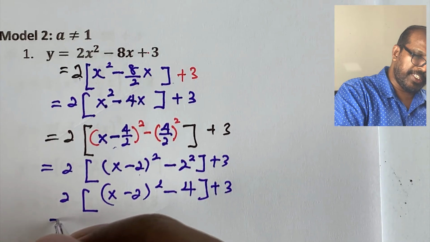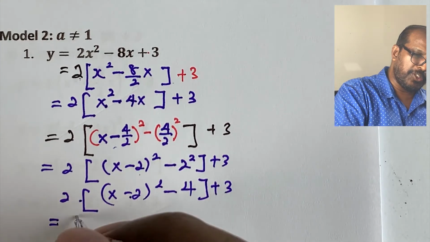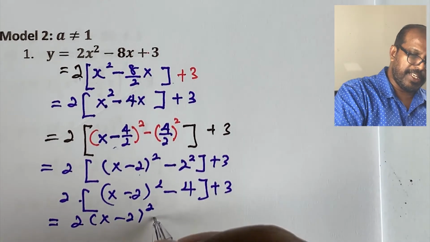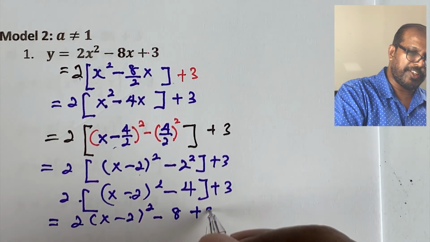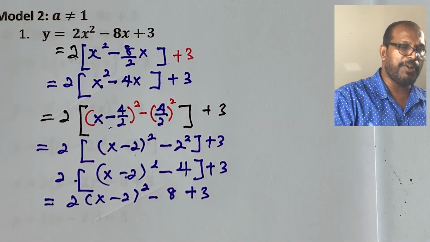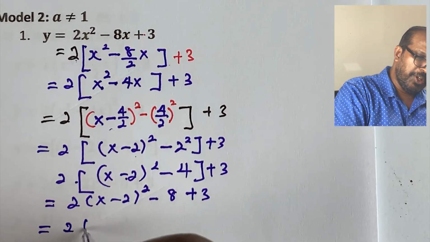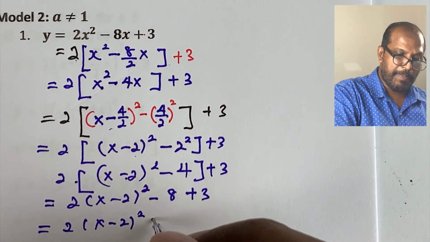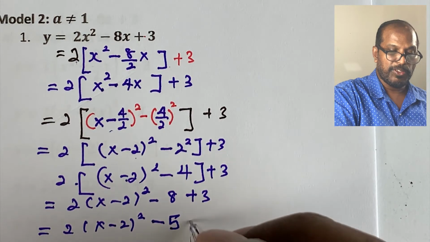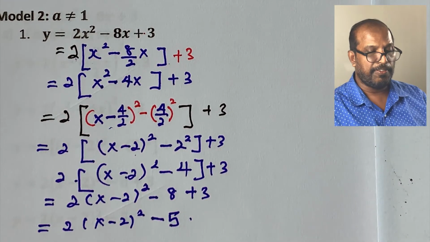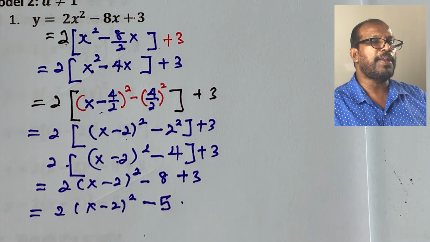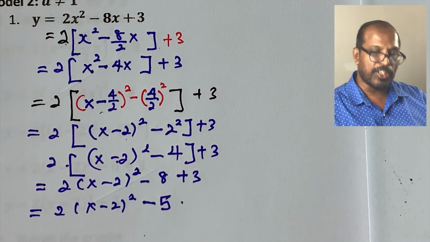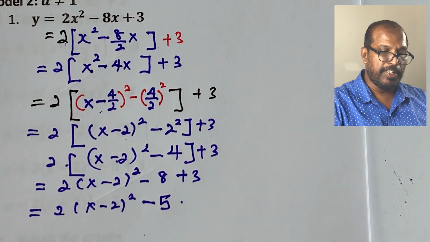So what I'm getting this time is 2 times x minus 2 to the power of 2 minus 8 plus 3. Lastly, this equals 2 times x minus 2 squared minus 5. So that will be the answer for the question. Now we have completed the square for model 2, question number 1. So let's do one more example for model 2.